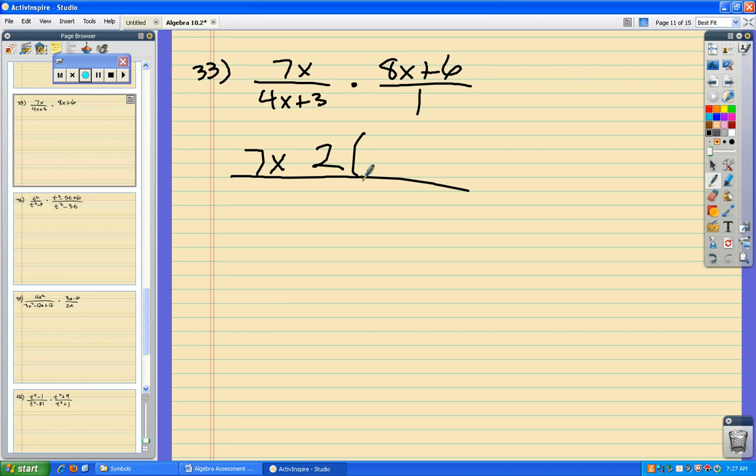Okay, let's see. You factor out a 2. That leaves me with 4x. If you factor it out of the second term, it's plus 3. You still have a 4x plus 3 in the bottom. And now we can cancel.